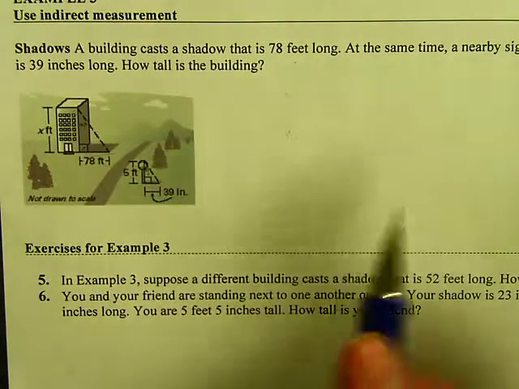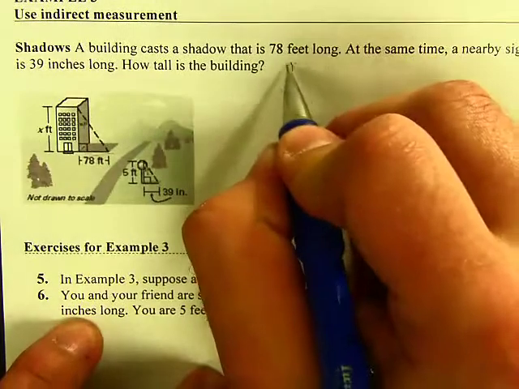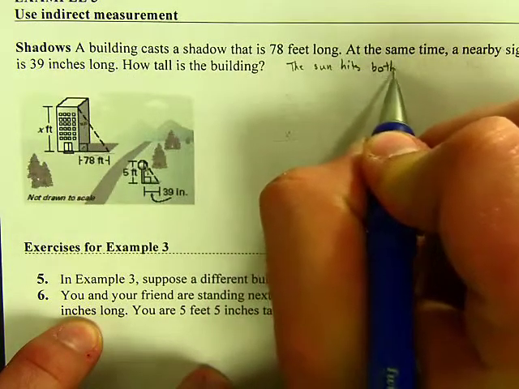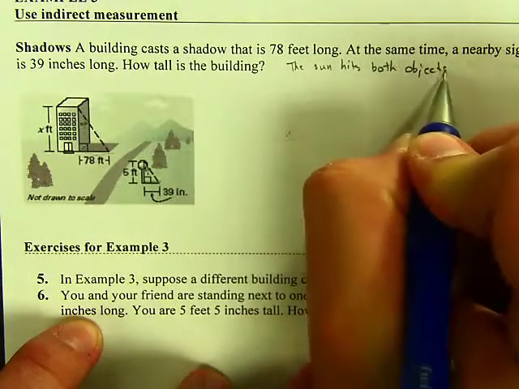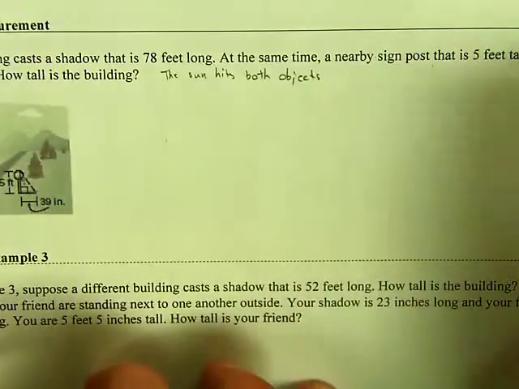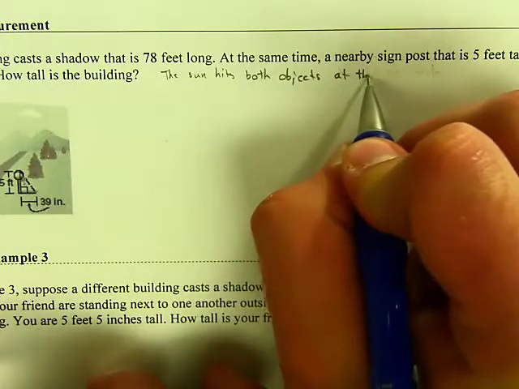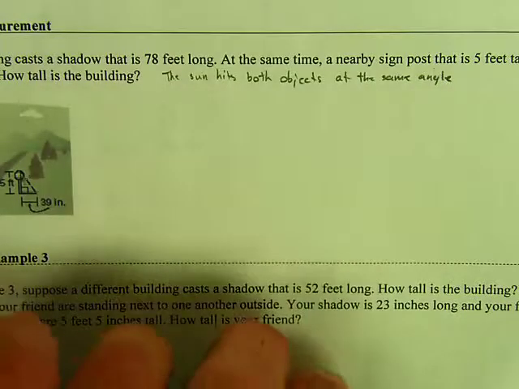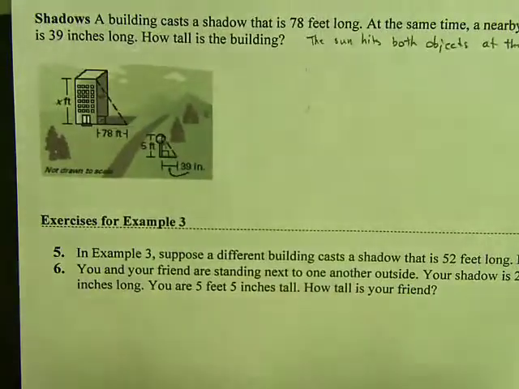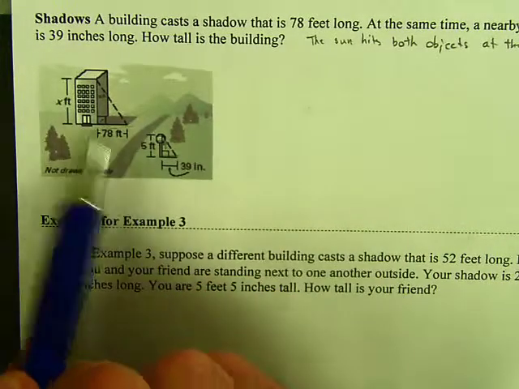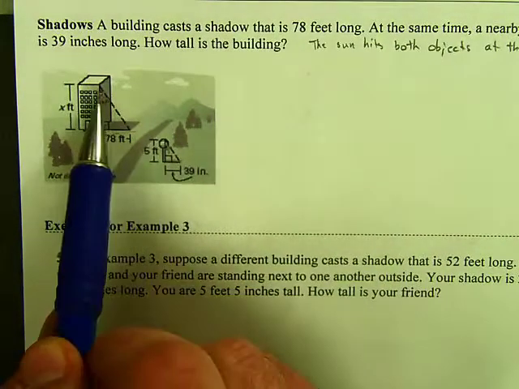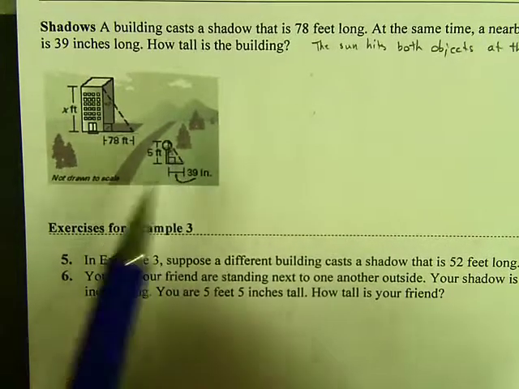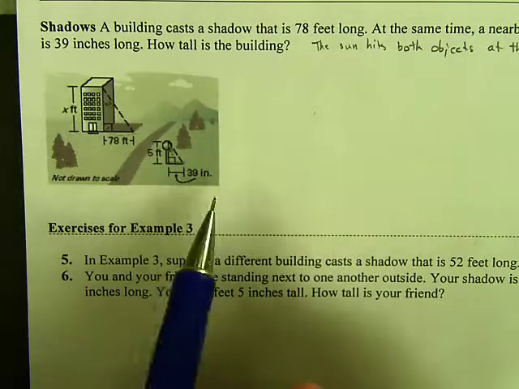And then something else that we have to note is that the sun hits both objects at the same angle. So we need to be aware of this because this allows us to use our angle-angle postulate to say that these two triangles are similar. If we have a right angle, and then we get the angle that the sun's striking, that means this angle equals that one, and therefore we can make our conclusions about angle-angle similarity.